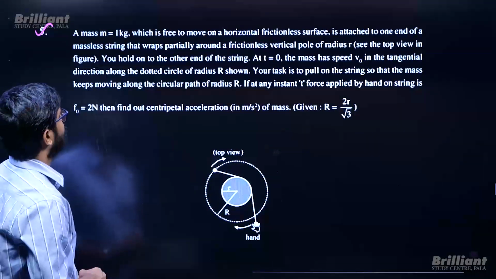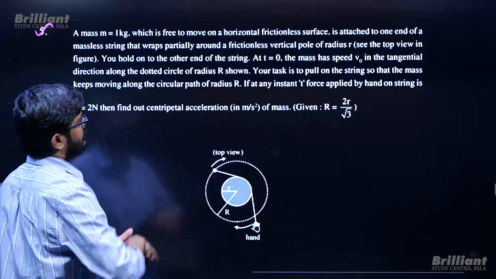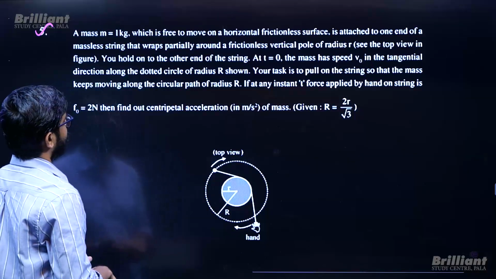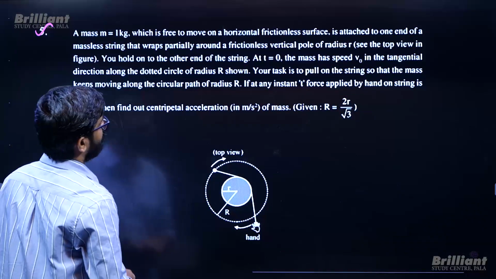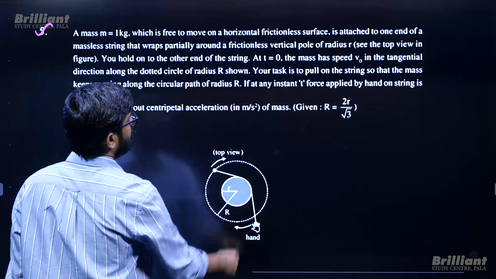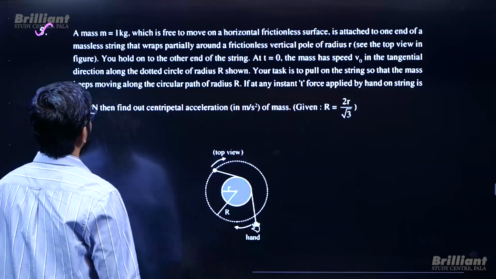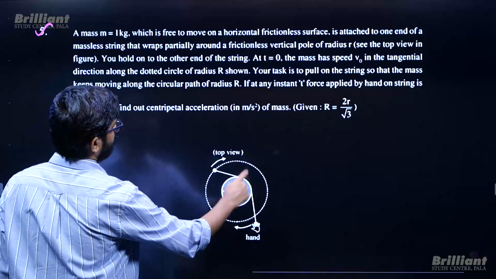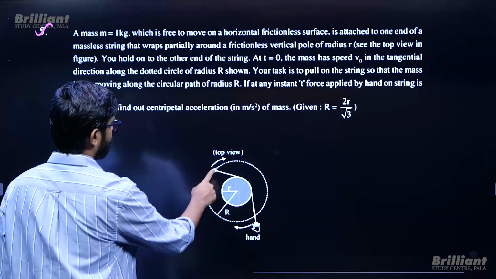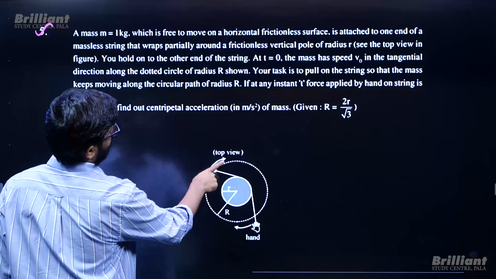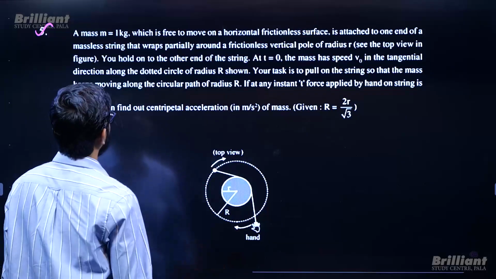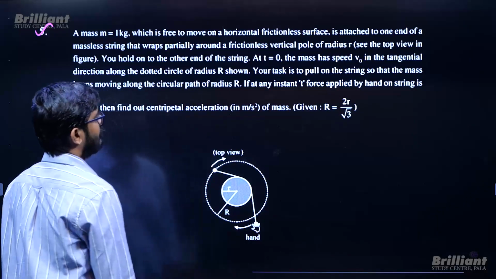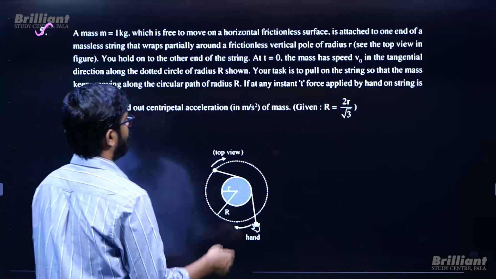A mass of 1 kg which is free to move on a horizontal frictionless surface is attached to one end of a massless string that wraps partially around a frictionless vertical pole. Okay, we are seeing the top view. You hold on to the other end of the string at t equals 0. Mass has speed v0 in the tangential direction along the dotted line of the circle. Your task is to pull the string so that the mass keeps moving along the circular path of radius r.